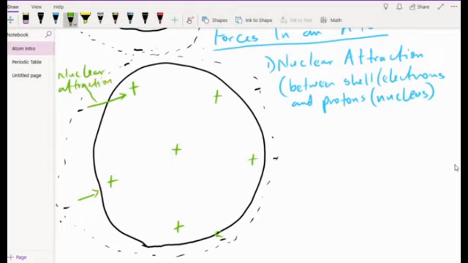But let's go to the one we are more interested in as far as this video is concerned. So the second force is what we call the electrostatic repulsion.